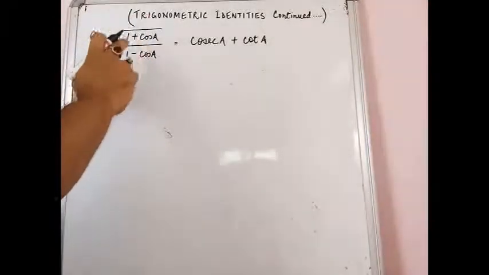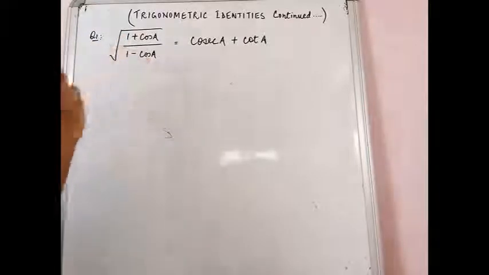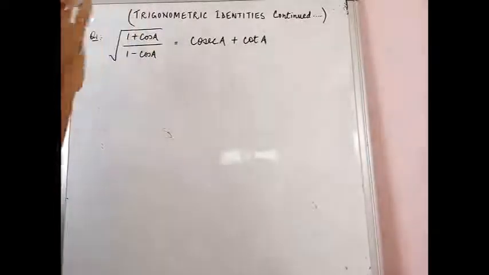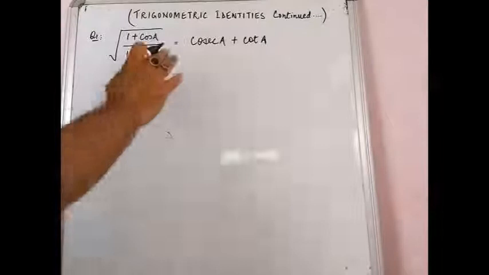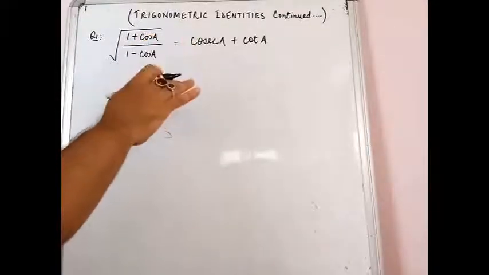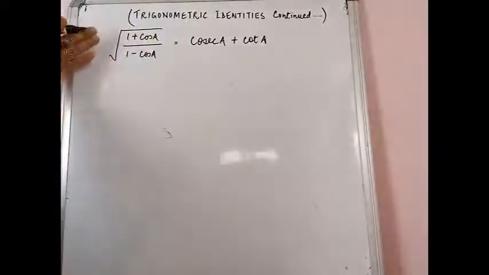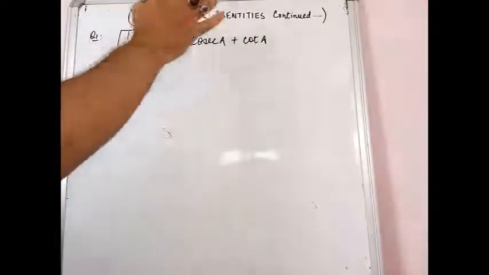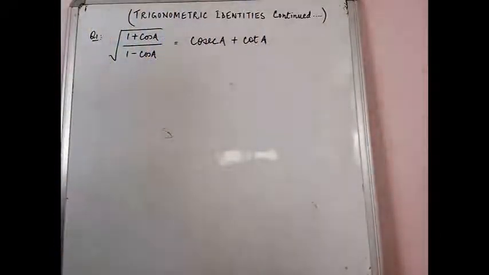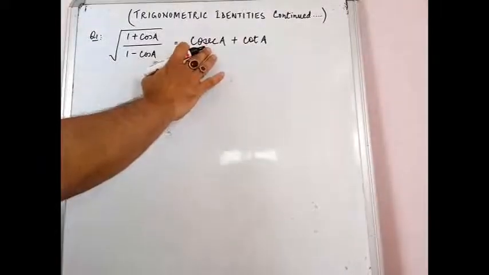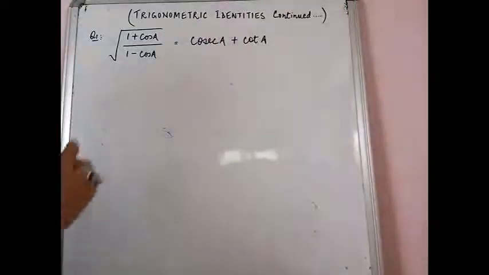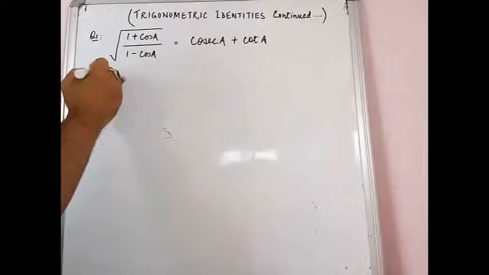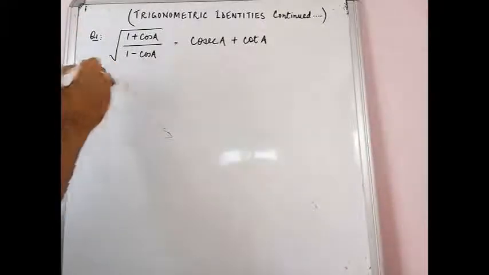Under root (1 plus cos a) upon (1 minus cos a), so this entire thing is in the under root sign, is equal to, so you have to prove it to be equal to, see, I am not writing "to prove", it is understood that you have to prove this side is equal to the right hand side. The right hand side is cosec a plus cot a. So as always we will start with the left hand side first.